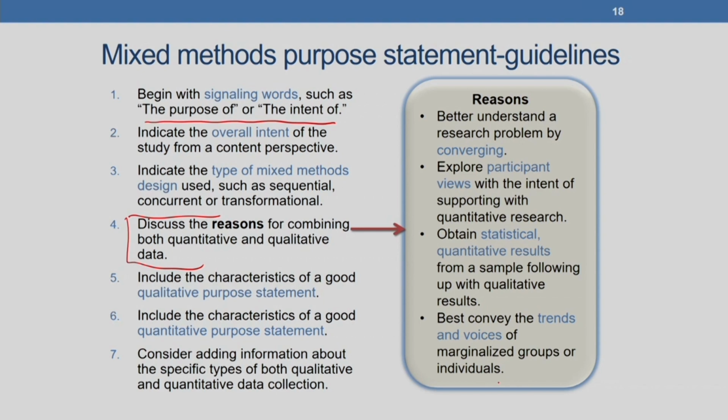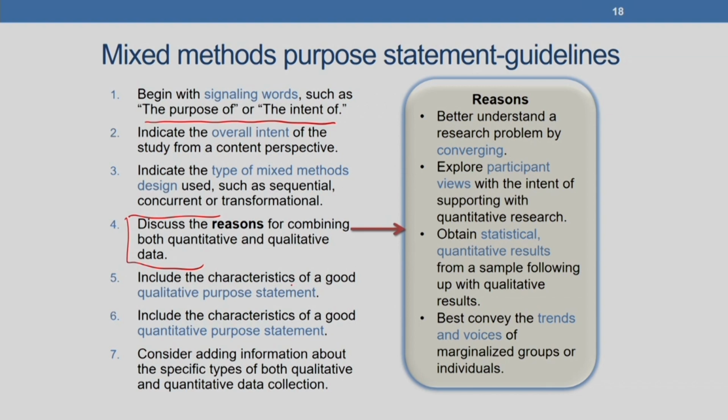One is to better understand a research problem by converging. Often a research, like for example, the issue of student suicides or farmer suicides, is a question that can be understood better by converging the research inquiries. So, you have a quantitative model, you have a qualitative model, and then you converge, whether by the method of sequential converging, or you want to follow it through a concurrent method. Explore participant views with the intent of supporting with quantitative research. Obtain statistical quantitative results from a sample following up with qualitative results.